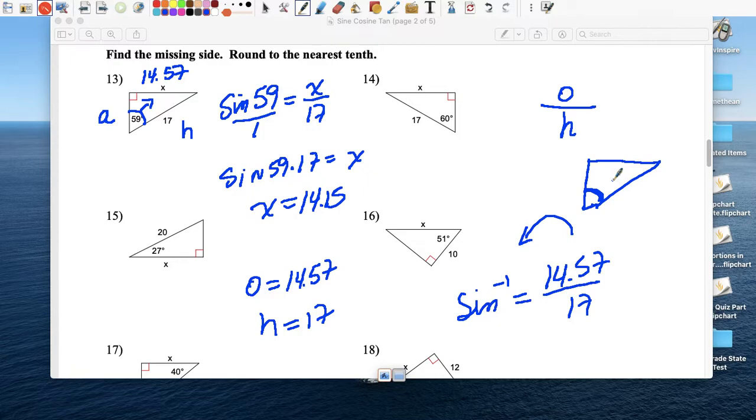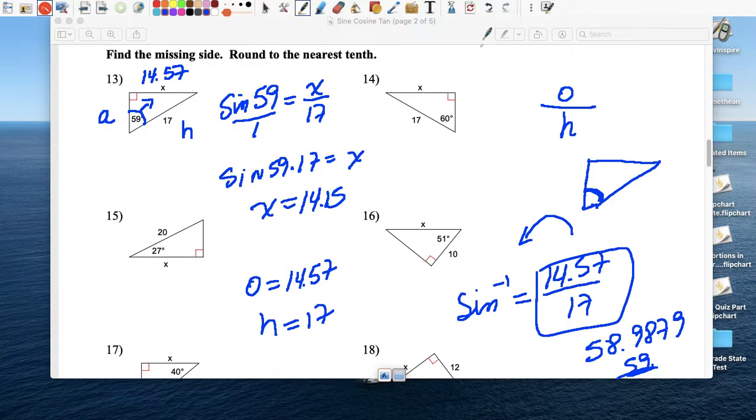So second function, sine inverse, and then we're going to enter 14.57 over 17, and hopefully you'll get something very close to 59. And you get 58.9879, which is very, very close to 59. So I can check this to see if we were correct.